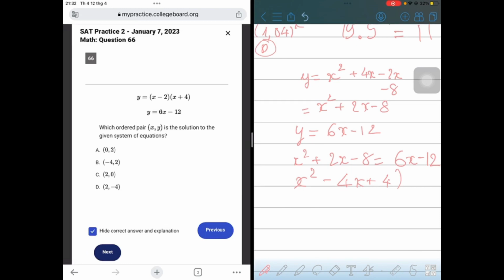And they ask about the solution. x minus 2 squared equals 0 is the special form, so try to remember. So we will have (x minus 2) squared equals 0. So the solution should be x equal 2. You see here, x equal 2, and then y should be equal 0. So the correct answer is C. Right.